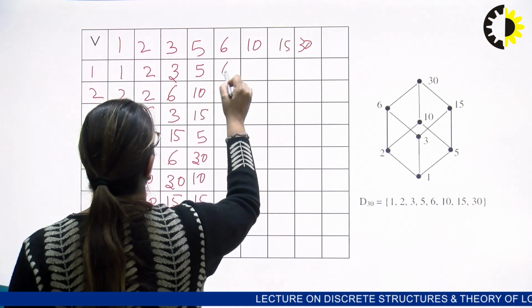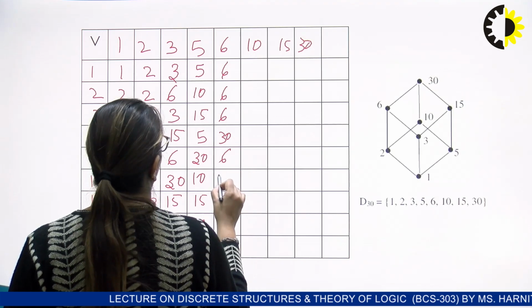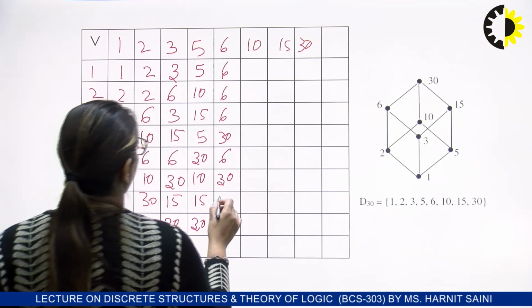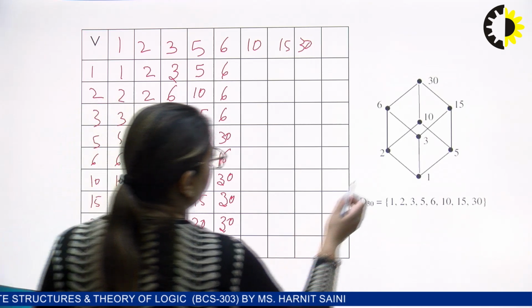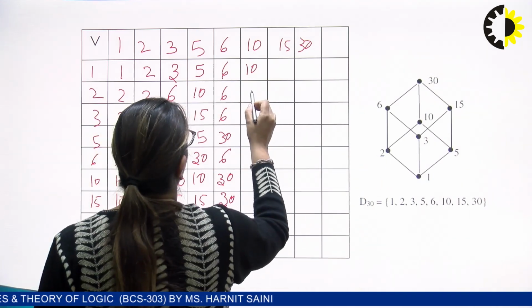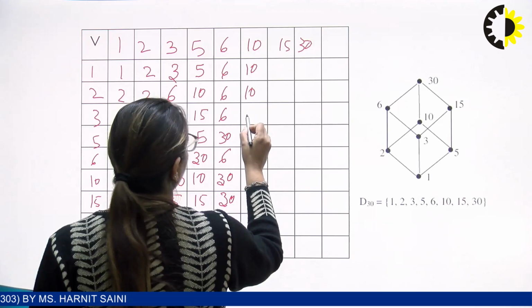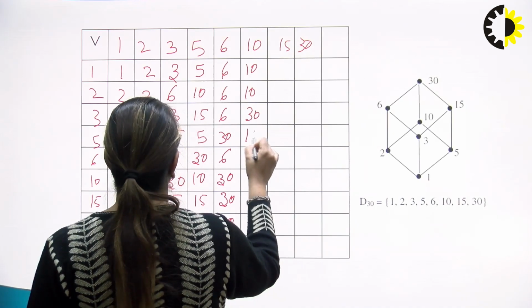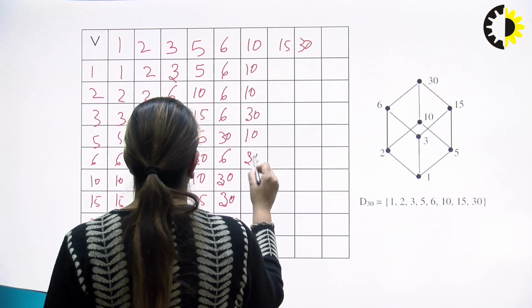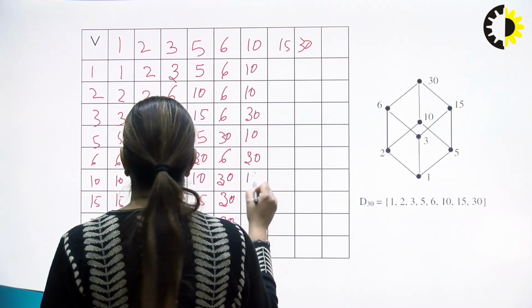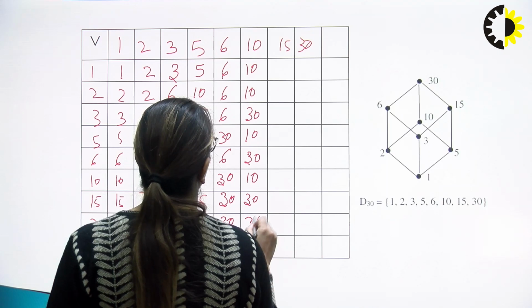6 and 1, 6, 6, 6, 30, 6, 30, 30, 30, right? 10, 10, 3 and 10, 30, 10 and 10, 10, 15 and 10, 30, right? And 30 and 30 is 30.